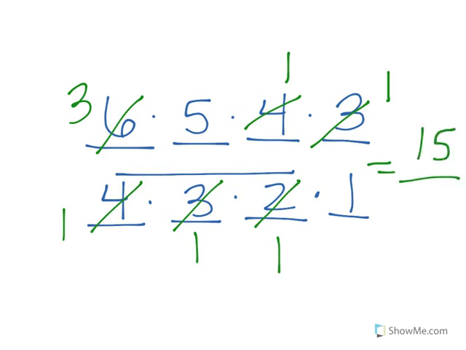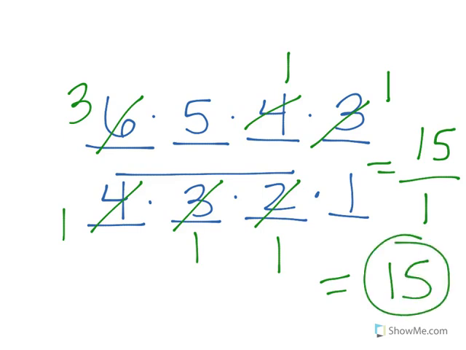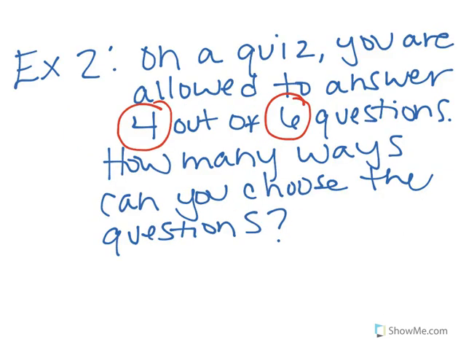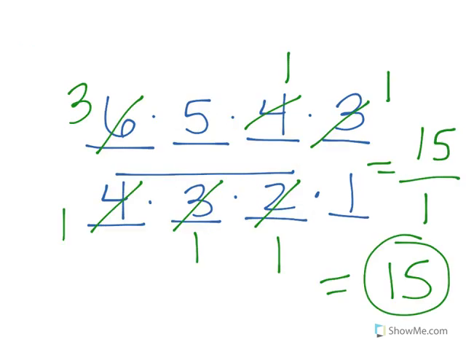Now I'm going to multiply my denominator. 1 times 1 times 1 times 1 is 1. So my answer is 15. Again, I have 15 different ways that I can choose the questions. And that brings us to the end of this lesson on Section 9.5, combinations.